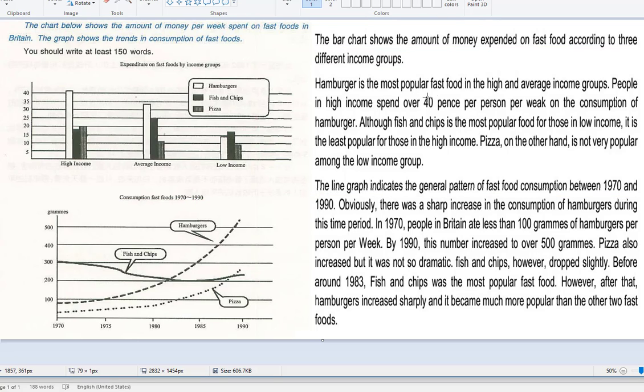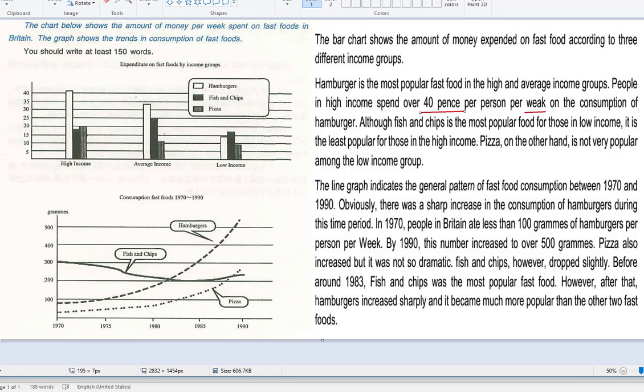Okay, so hamburger is the most popular fast food in high and average income groups. Yeah, that's true. People in high income spend over 40 pence per person per week. Why is week spelled like that? Is this pence? How do we know that? Why would it be so little? What is this date? 1990. How do we know that this is the correct unit? Here are just numbers. How do we know it's not pounds?